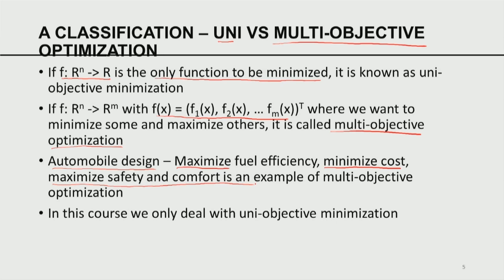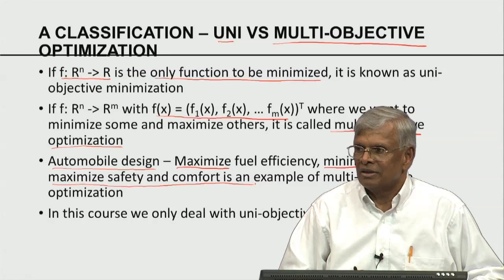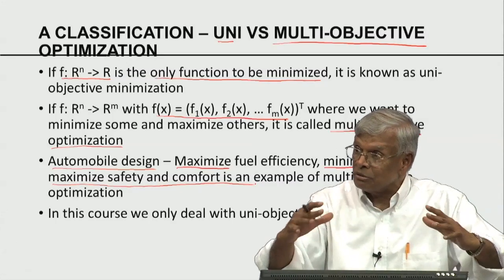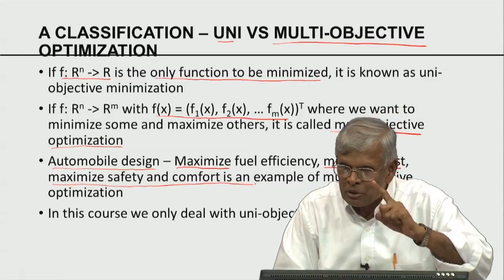Are you with me? So an automobile designer, if you tell him, I want you to give me a car with the maximum efficiency, he will give you, but there is no safety, no comfort. I want to give you a car which has the best comfort, but it has very few miles per gallon. In real automobile engine design, there are multiple objectives that are not consistent with each other. And automobile engineers have come up with strategies to solve these multi-objective optimization problems. Fortunately, in meteorology, we are always dealing with a uni-objective.